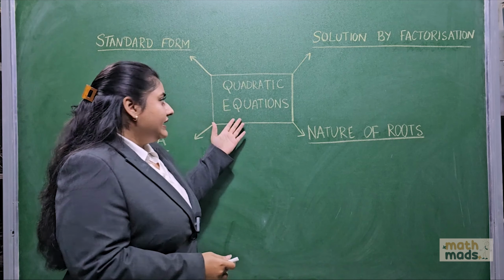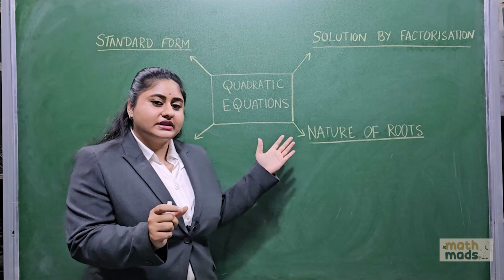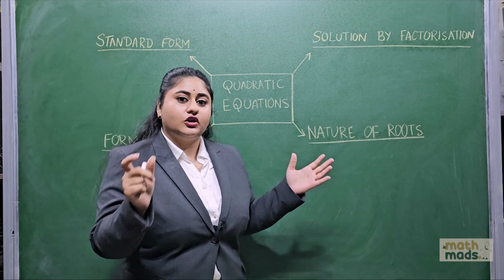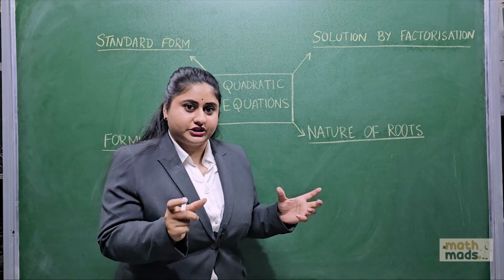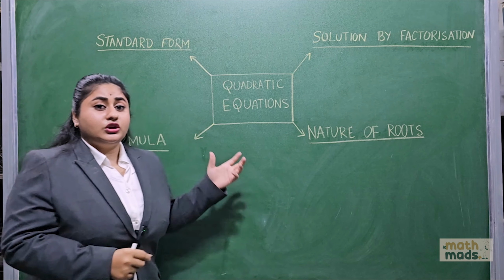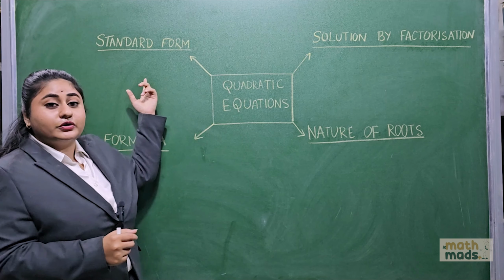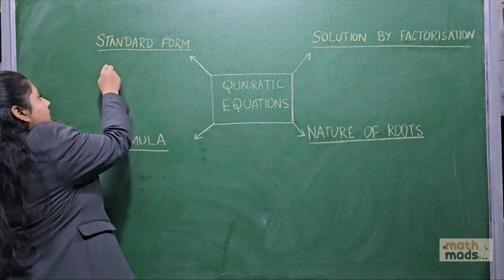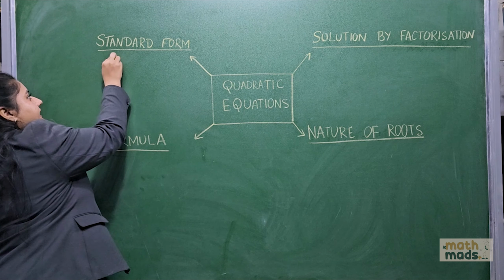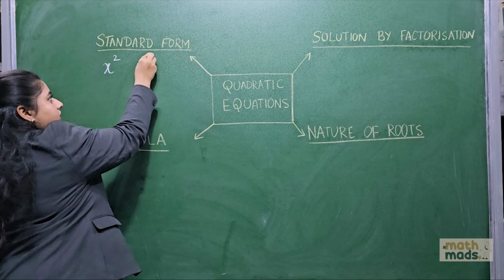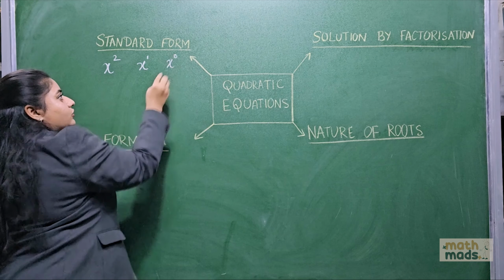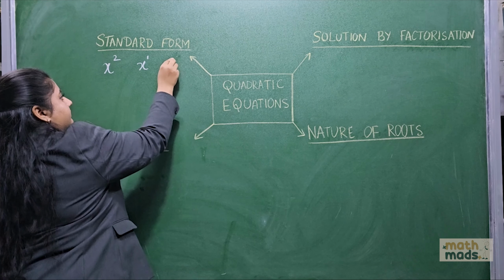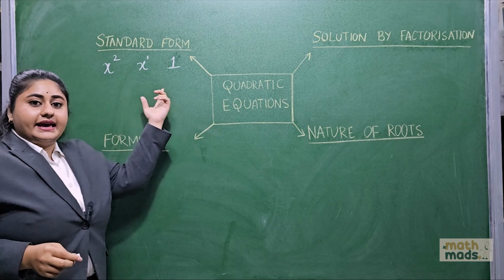Now, in this particular chapter, we are restricting ourselves to a single variable, just x or y or z. We are not going to take double variables in the same equation. Now, using that single variable, how am I going to write the standard form? I told you degree is 2. That means, let's say the variable is x, then the degree can be 2, 1 or 0. And we know that anything raised to the power 0 is 1. So x square, x and 1.